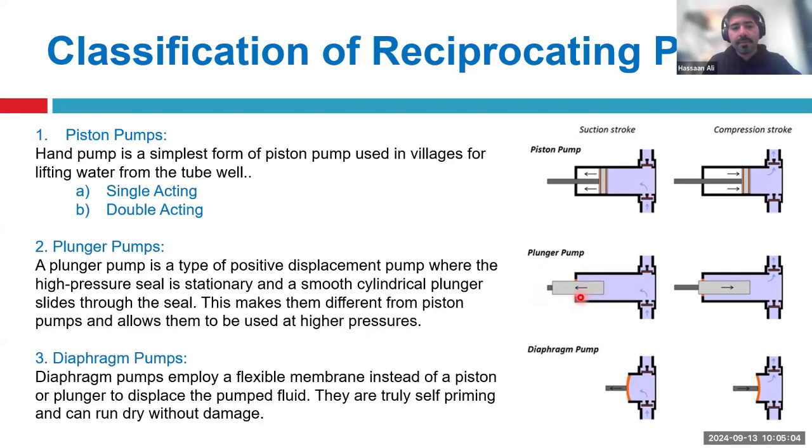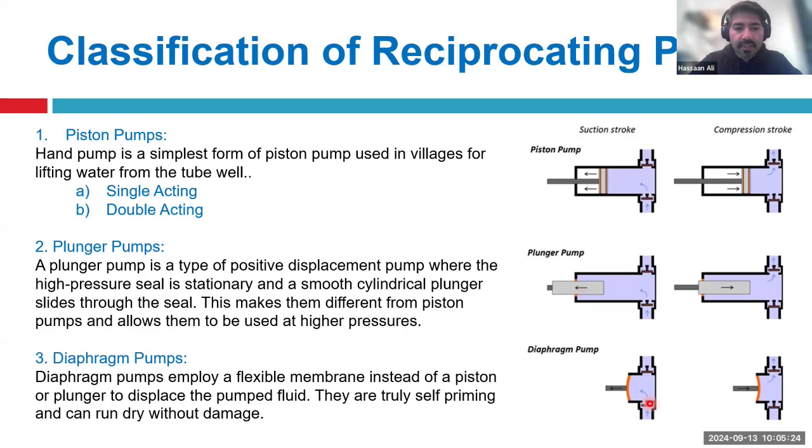People who have attended my previous lectures, we talked about the sucker rod pumps. A sucker rod pump is essentially a reciprocating pump, and it is a plunger type pump. So people who can remember that lecture, it was a rod or a plunger that was passing through a stuffing box or a stationary seal.